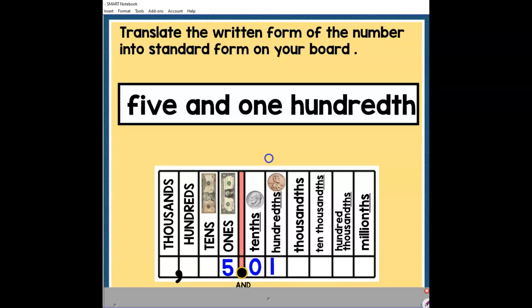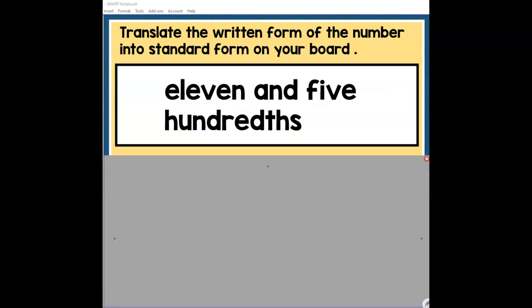If I look at my answer, I have 5. That's the thing before the "and." My "and" means I have my decimal point. And then I'm going to say 1 hundredth. Well, that means the 1 has to be in that hundredths place. So I need that 0 in that placeholder. Okay, our next one. Write it down.